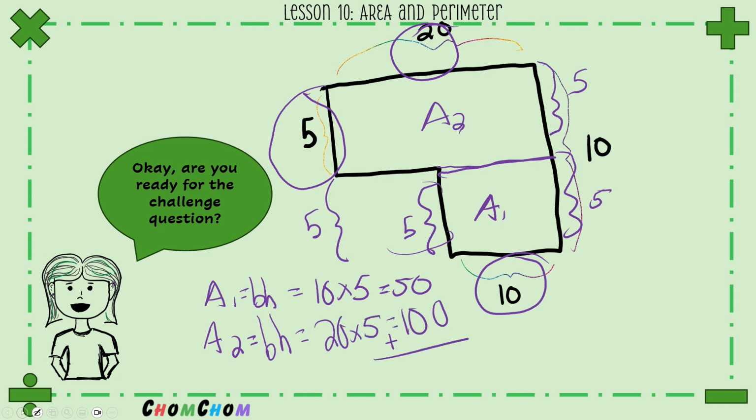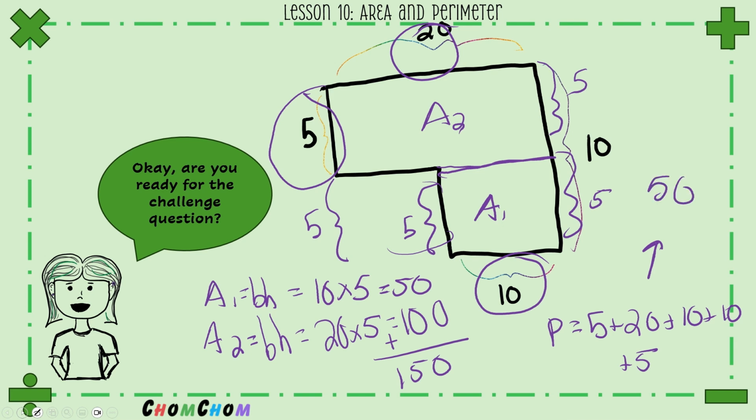Then we just add them all together. So we get 150. 150 is our total area. Then we have perimeter. We just have to add up all the sides. So we have 5 plus 20 plus 10 plus 10 plus 5, and then we're back around again. So this gives us 20, 30, 40, 50. Our area equals 150 and our perimeter equals 50.